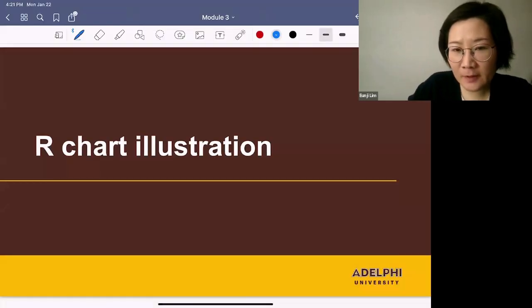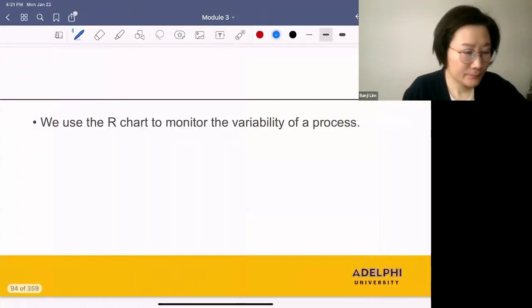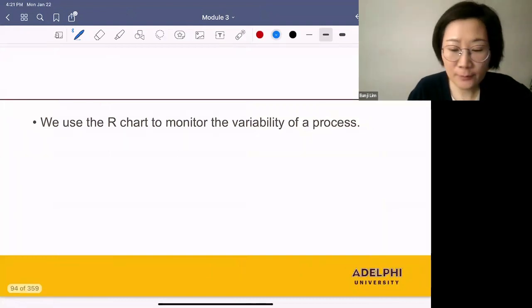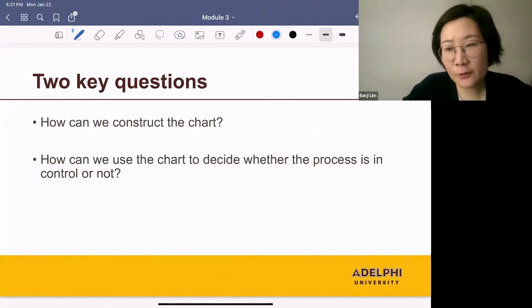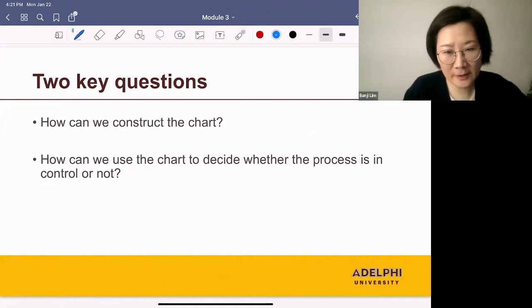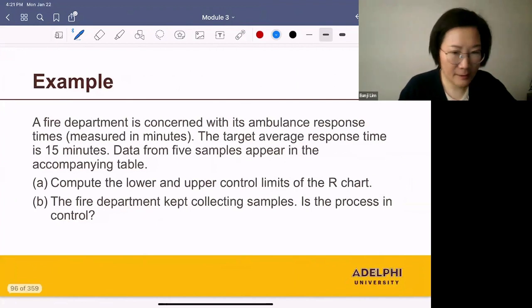Our next topic is the R chart. The R chart is used to monitor the variability of a process. We have two questions in mind. How can we construct a chart, and how can we use the chart to decide whether the process is in control or not?